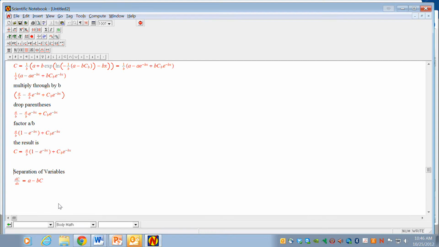Separation of variables will allow us to solve this equation if we can get all of the dependent variables on one side and independent variables on the other side. So in this case, C is the dependent variable, that's what we're solving for, and X is the independent variable. So we can separate this equation like this. I'm just going to take all of that stuff and bring it over on this side, and the dx we multiply through by, and we get that.